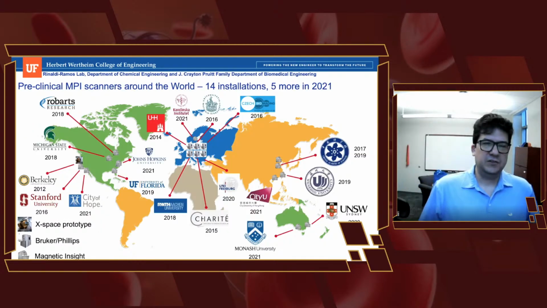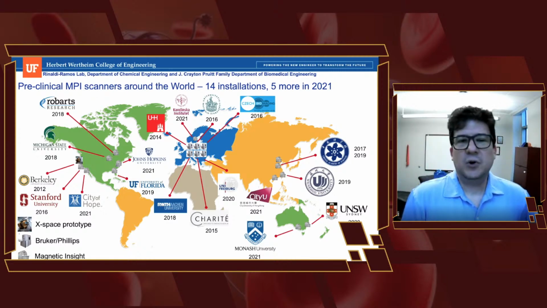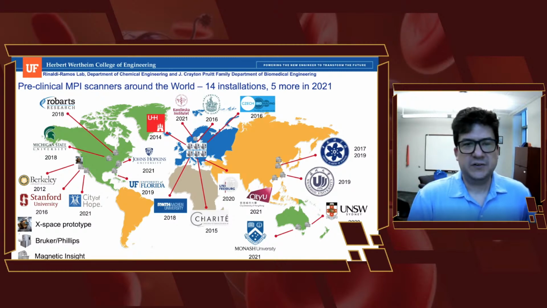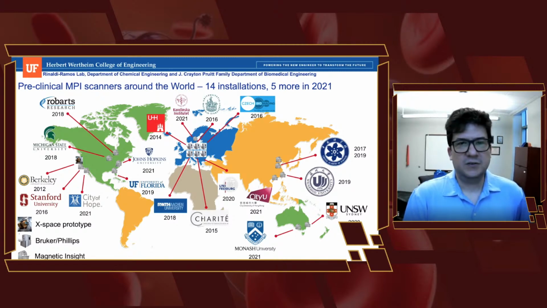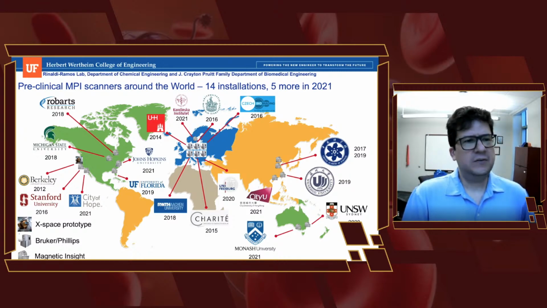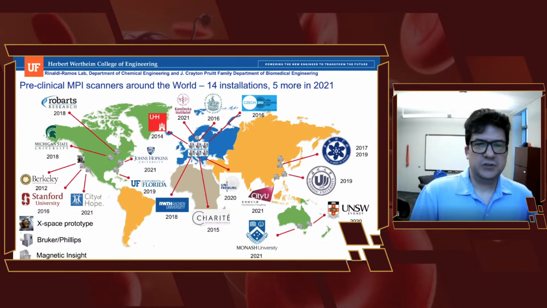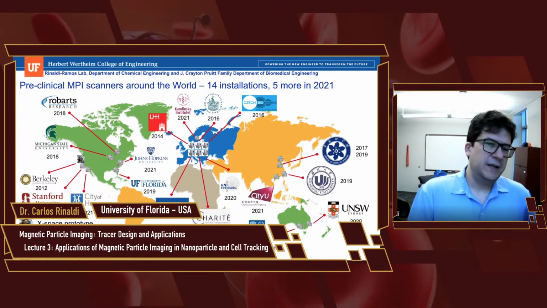This is the distribution of scanners currently around the world. There are 14 commercial preclinical scanners installed around the world, and 5 more expected to be installed this year. I actually think the one at Johns Hopkins was being installed last month, so it might be already up and running, which is exciting. And this does not account for several prototype scanners, for example, at Berkeley, several prototype scanners in Germany and Europe, and also scanners in Japan and Turkey. So it's a rapidly growing community, and it's an exciting time to be working in this field.